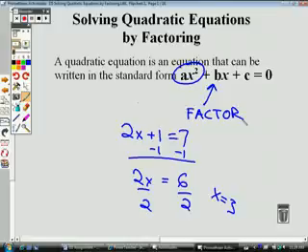Hush. Okay, so write down factor. You don't have to put this equation down because you're already good at this. Write down factor, and then we'll go on to the next slide.